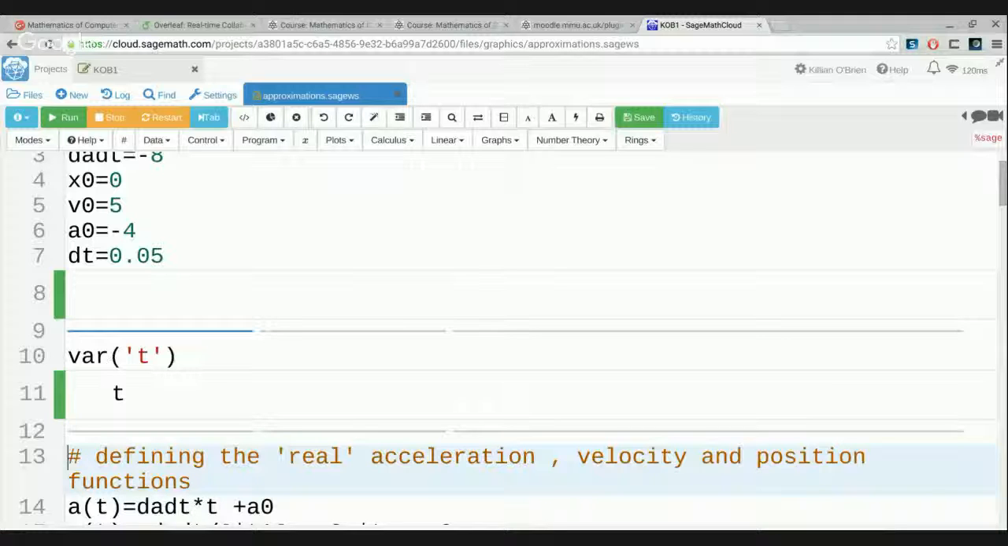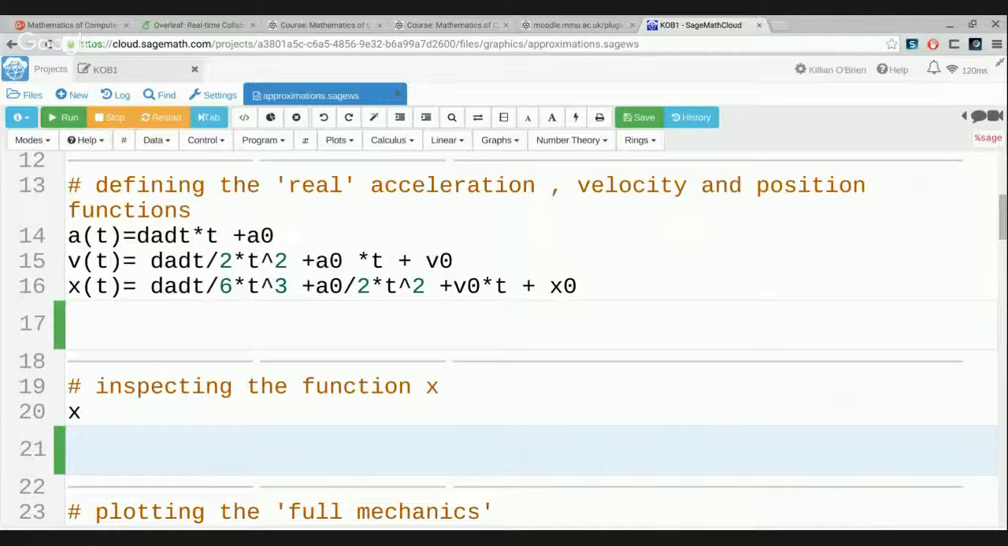So next I set up this acceleration function a of t, this function v of t and x of t. This is going to be the real physical mechanics that takes place. So I take the rate of change of acceleration and integrate it, by multiplying it by t and adding on the initial value a0, the constant of acceleration, that's the initial acceleration. Then I integrate again, so the velocity is going to be a half of dA dt times t squared, plus a0 times t, plus v0, the initial velocity, and then I integrate again to get position.